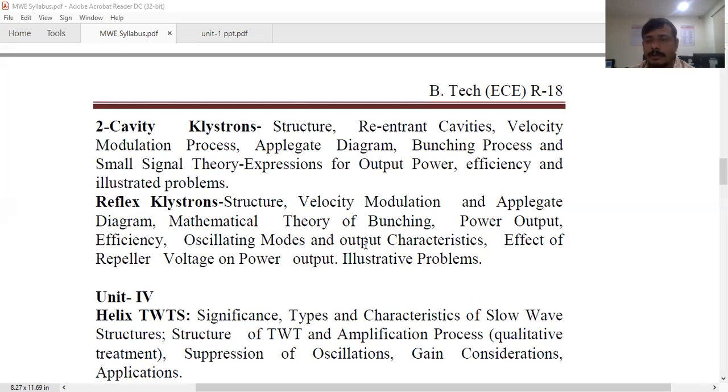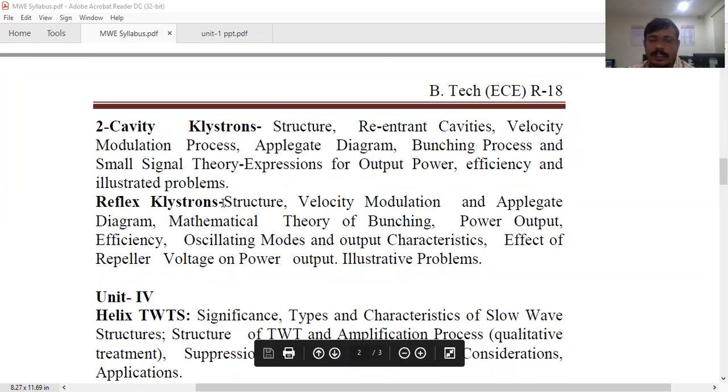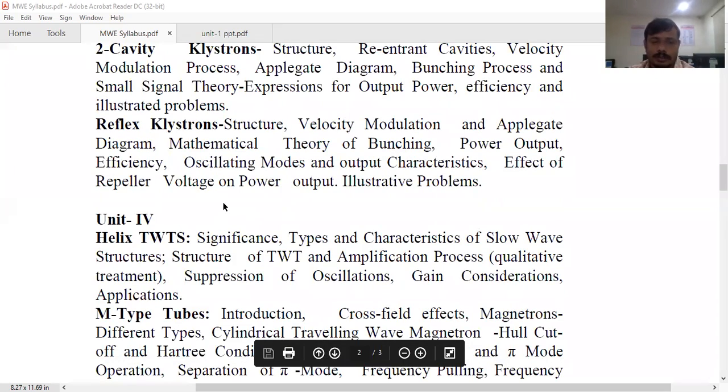Our reflex Klystron is the major one, which we use in our laboratory to generate the microwave signal. The reflex Klystron is one of the microwave sources used to generate the microwave signal in the X band region, in between 8 to 12 gigahertz. There are different modes also, which we'll see later in detail. This is one of the microwave sources.